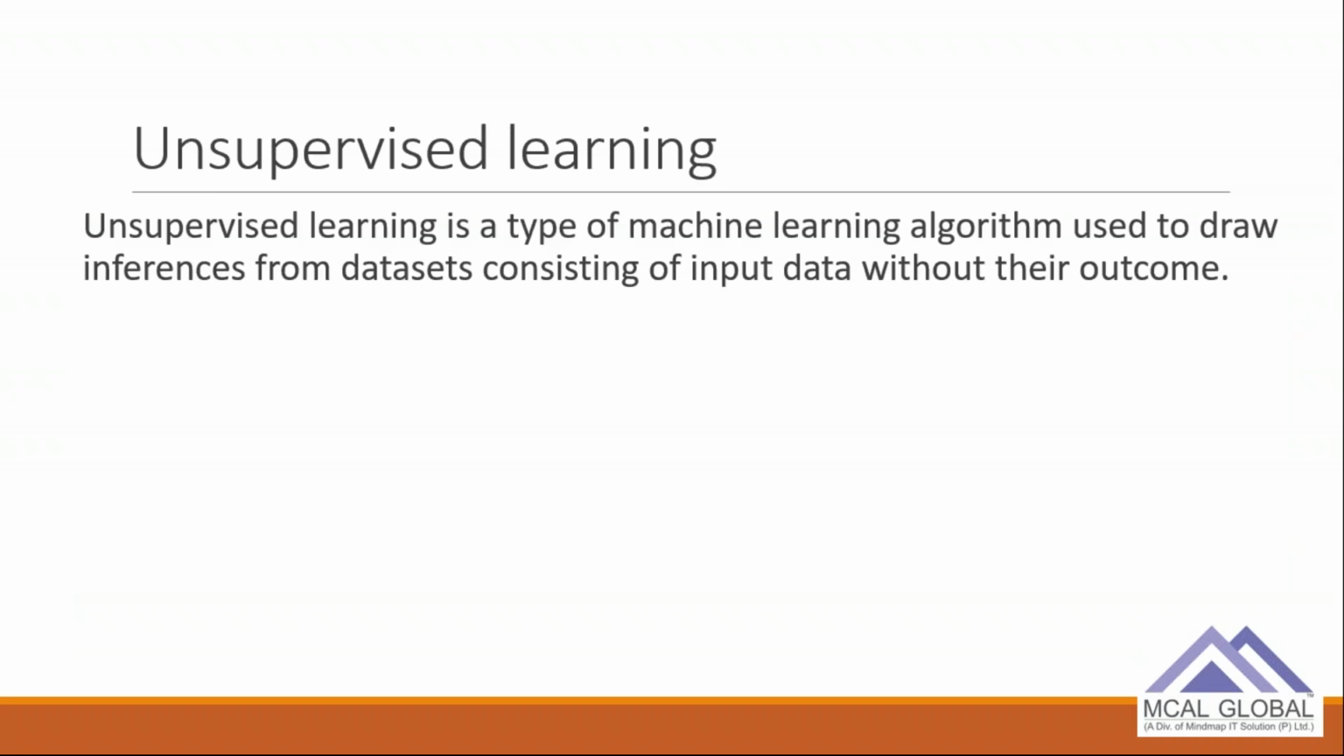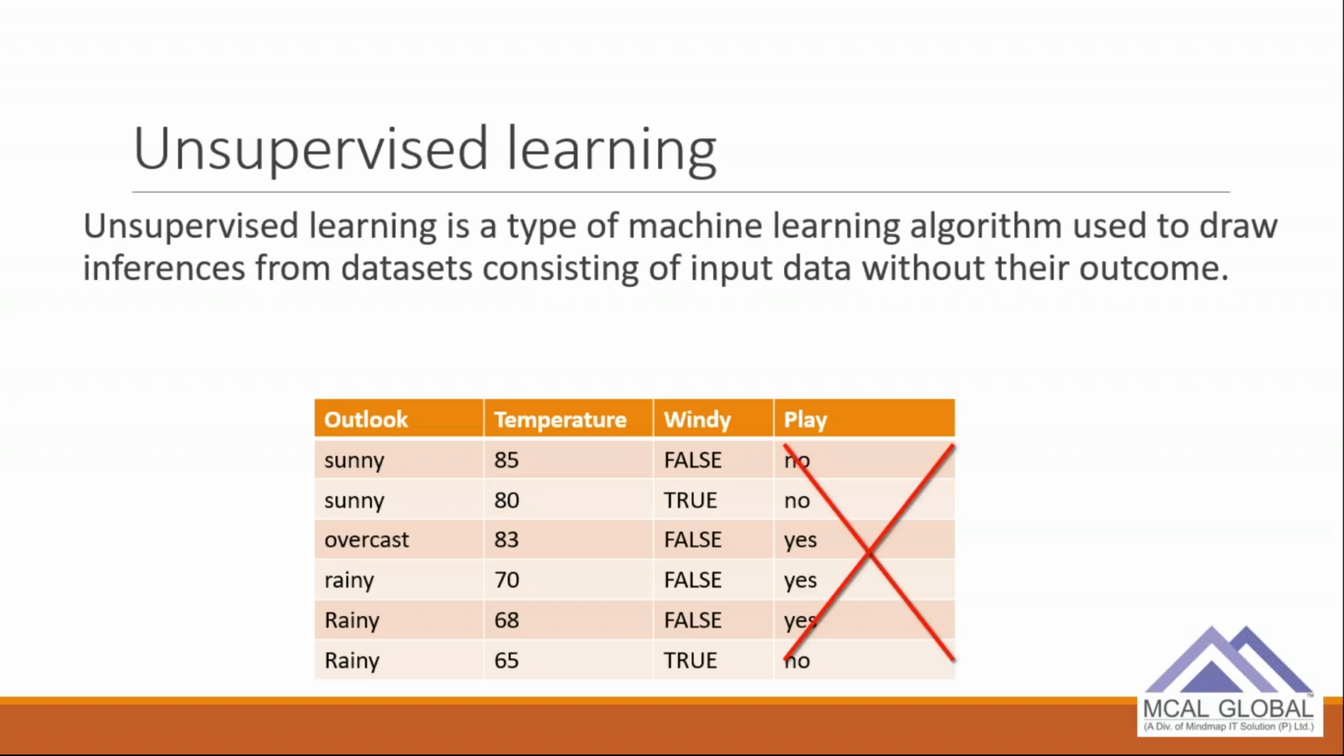Unsupervised learning is a type of machine learning algorithm used to draw inferences from datasets consisting of input data without their outcome. As I told you, you were supervising with your eyes closed, so you don't know what the data was.